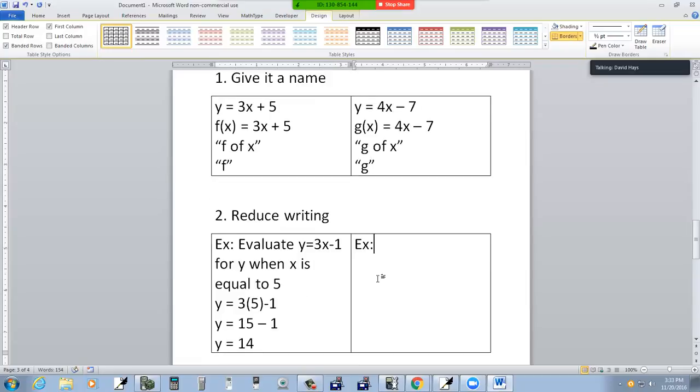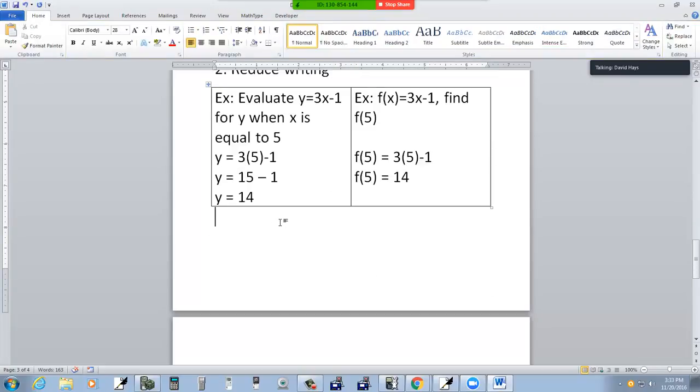Well, instead of writing it that way, we could say f of x is equal to 3x minus 1, and say find f of 5. So that notation right there says the same thing as all those words. It's still calculated the same way. We'll replace all of our variables with sets of parentheses, and we'll plug in whatever we're evaluating for. So 15 minus 1 is 14.